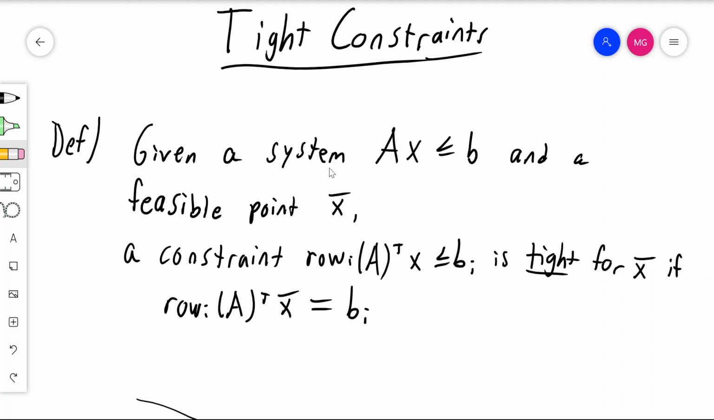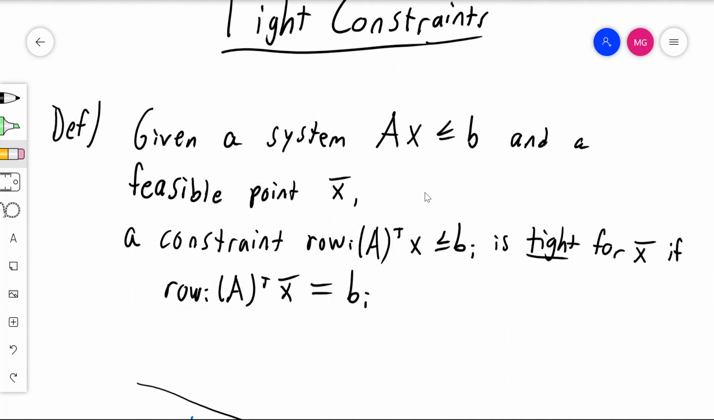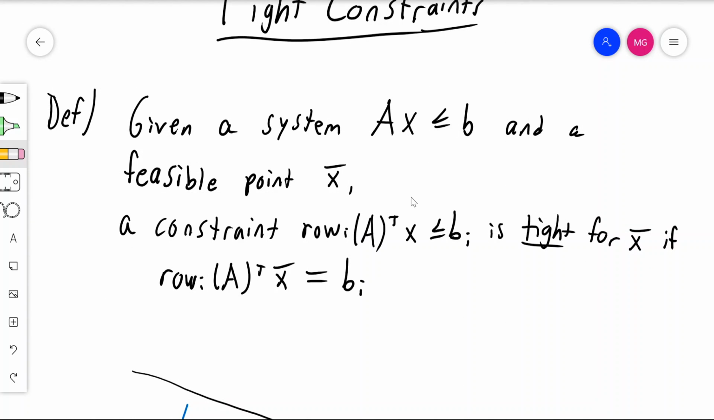Here's the definition. If you give me a system Ax less than or equal to b and a feasible point x bar, where Ax less than or equal to b is the system of inequalities associated to the linear program, and the feasible point x bar satisfies all these constraints, then a particular constraint is tight for this point x bar if, when I plug in x equals x bar into this particular constraint, not only does it satisfy the less than or equal to constraint, but it actually satisfies it with equality.